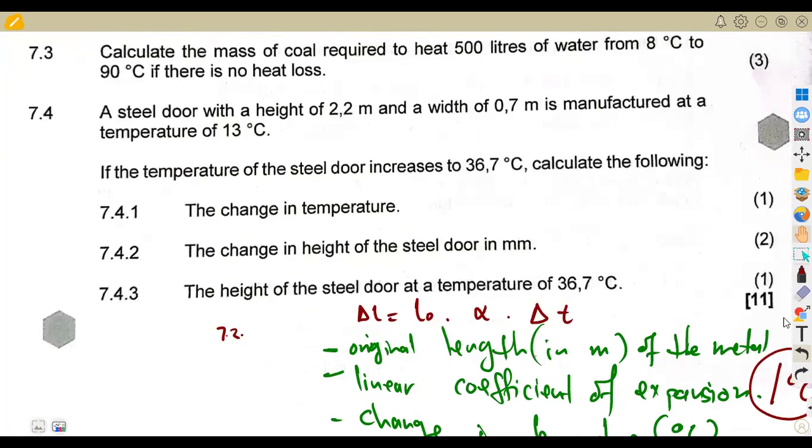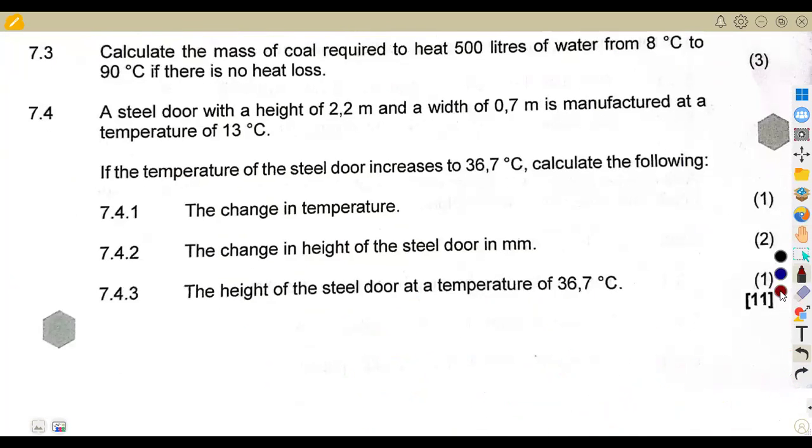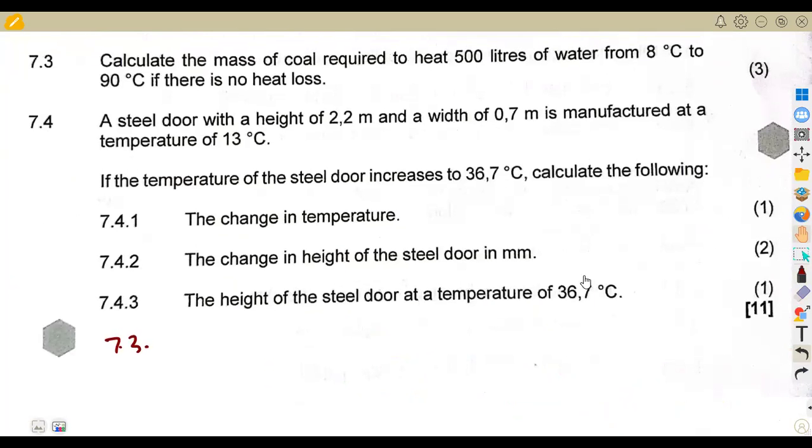7.3, let's try to be together here. We are asked to calculate the mass of coal. We've got the coal and we need its mass. What is going to be the mass of coal to heat 500 liters of, take note of what you are heating here, 500 liters of water.